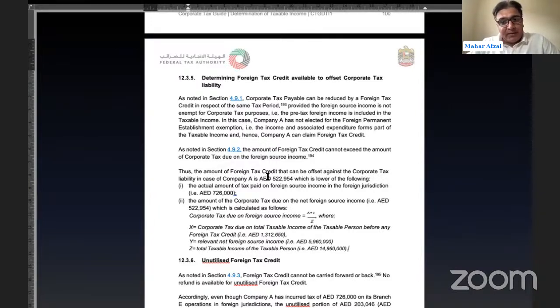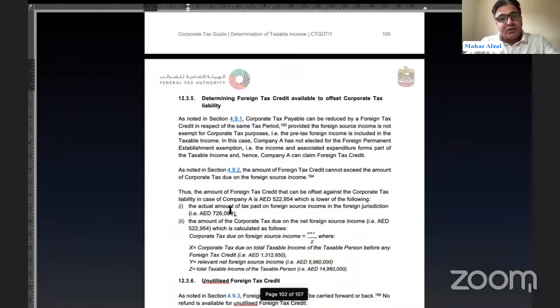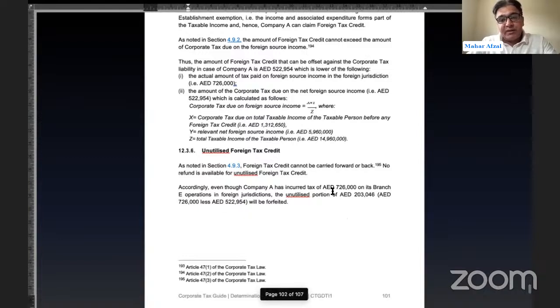They said company A can take the maximum credit of 522,954. How much tax have they paid outside the UAE? They paid total tax of 726,000. The company has paid tax outside the UAE of 726,000, but they can take a credit of maximum 522,954. So how much tax has been forfeited? Forfeited tax is 203,046. Their tax has been forfeited.